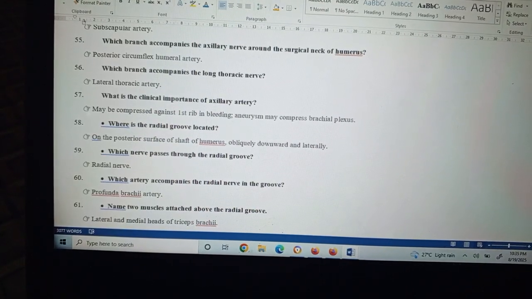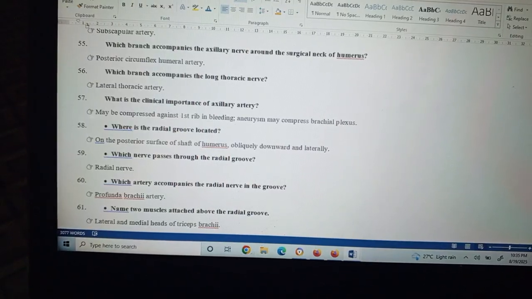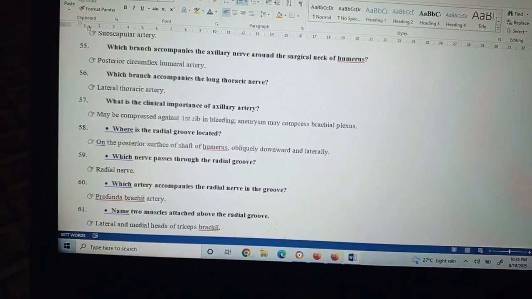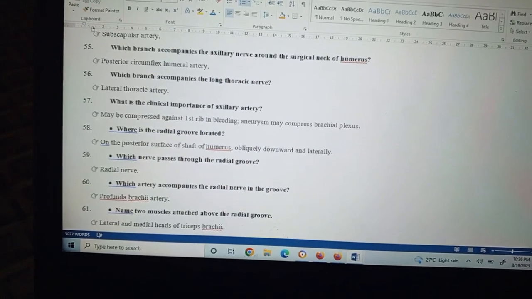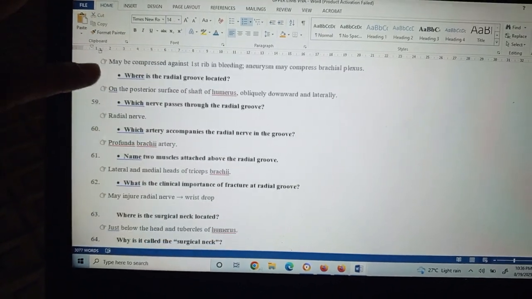Where is the radial groove located? On the posterior surface of the shaft of the humerus, obliquely downward and laterally. Which nerve passes through the radial groove? Radial nerve. Which artery accompanies the radial nerve? In the groove, profunda brachii artery. That is very, very important.